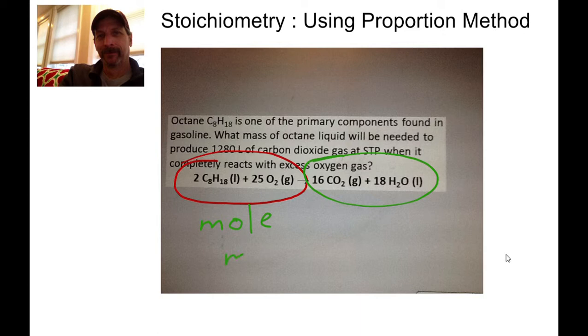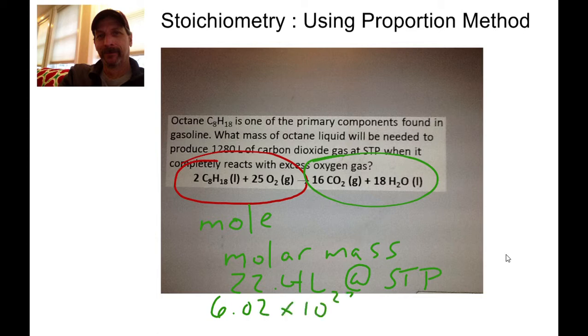Mole can relate to something that we call the molar mass of a chemical, described by its formula, the molar volume of a chemical, described by 22.4 liters, as long as that chemical is a gas and it's at standard temperature and pressure. Mole can also relate to the number of particles, which is Avogadro's number, 6.02 times 10 to the 23rd particles. We therefore see that stoichiometry really relates four different kinds of quantity: mole, molar mass, gas volume at standard temperature and pressure, or number of particles.